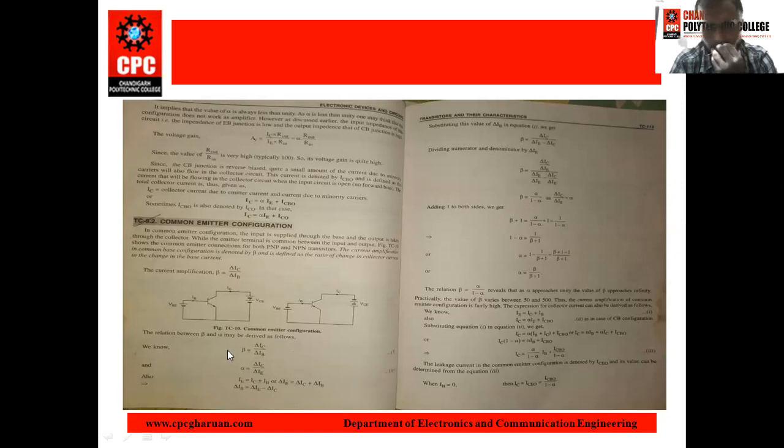Now, as we know that the value of beta is IC upon IB, so we can put the value of IB in this equation, then beta is equal to delta IC upon delta IE minus delta IC. Divide by delta IE in the whole equation. So now the value is delta IC upon delta IE divided by delta IE upon delta IE minus delta IC upon delta IE.